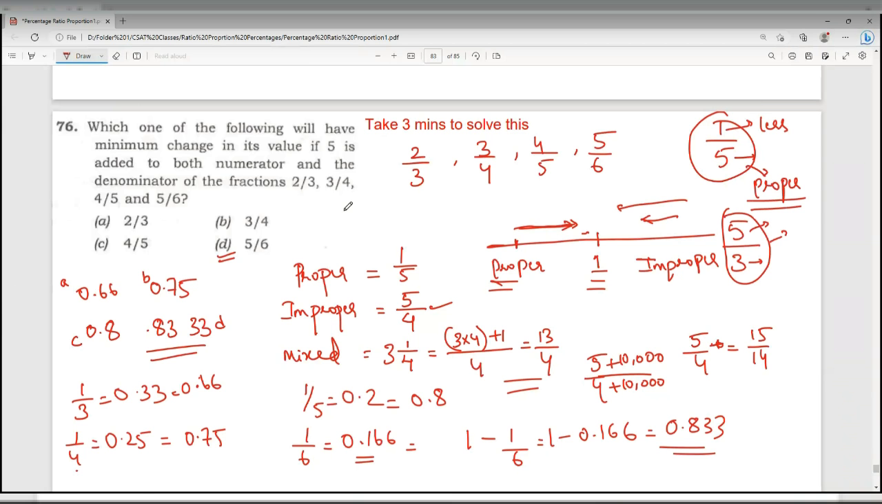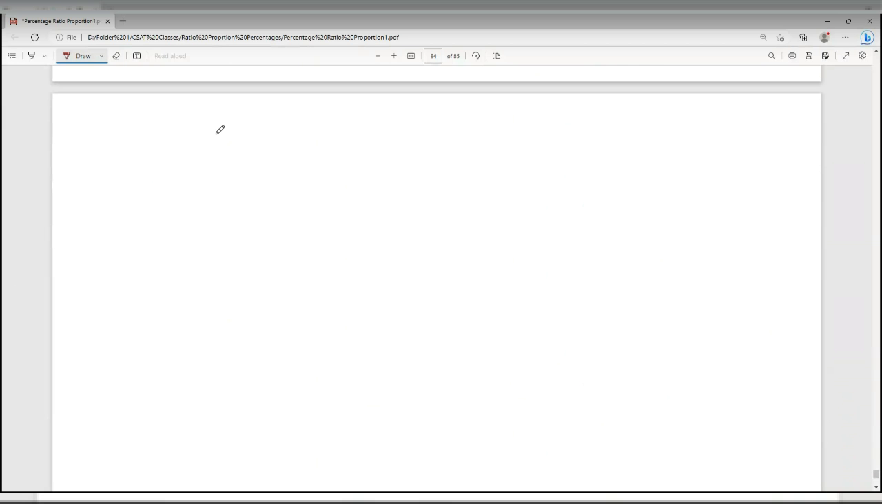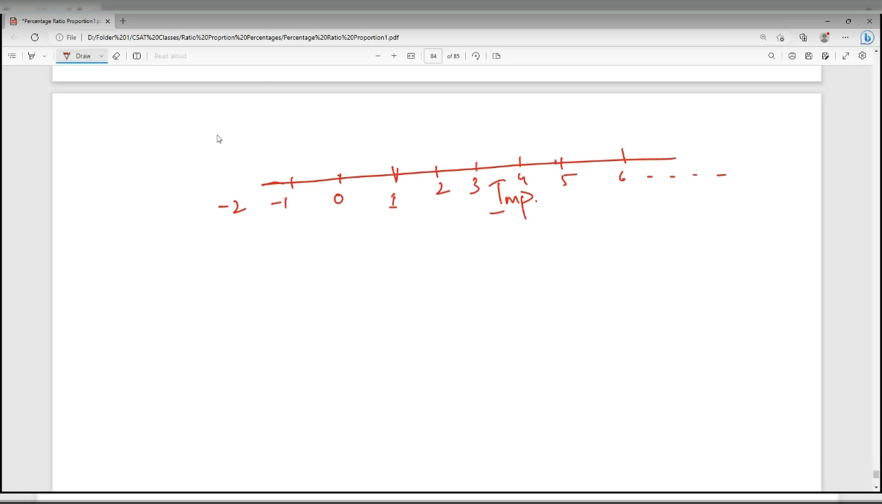Okay. So I'll just explain it here once again. So this is 1. All the improper fractions are on the right side of this number line. Like here 2, the value is 3, 4, 5, 6, and it will go on like this to 1 lakh or 2 lakhs. In this case, this is 0 and -1, -2. So if both the numerator and denominator are positive, proper fractions would end up between 0 and 1, and improper fractions would be greater than 1.